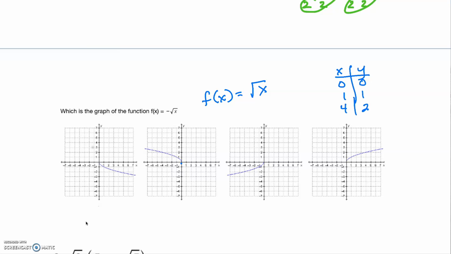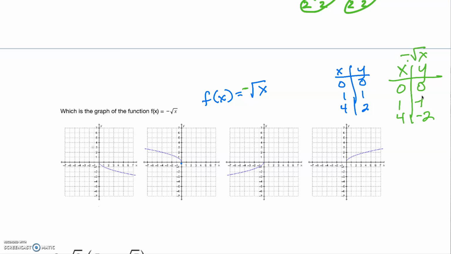So if we're going to take the negative of this, we're going to make a table as well, and we've got x and y. So 0, the square root of 0 is 0, and a negative 0 is still 0. If we take the square root of 1, square root of 1 is 1, but we've got a negative in front of it now, and so that is a negative 1. I'm going to write negative square root of x up here. If we take the square root of 4, square root of 4 is 2, and then a negative 2 would be the output.